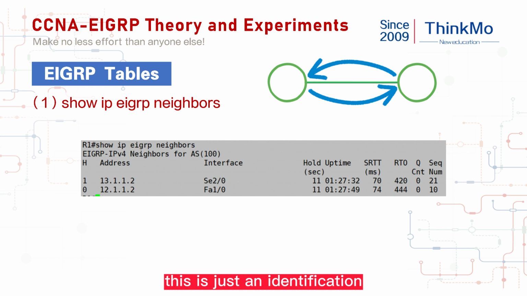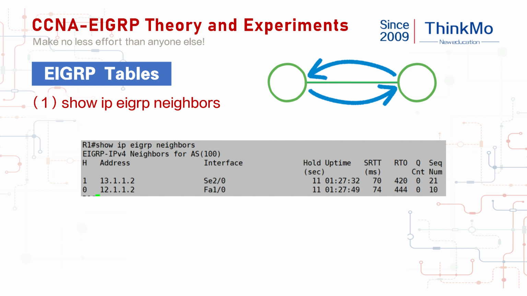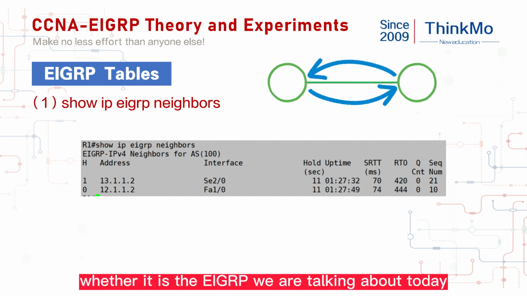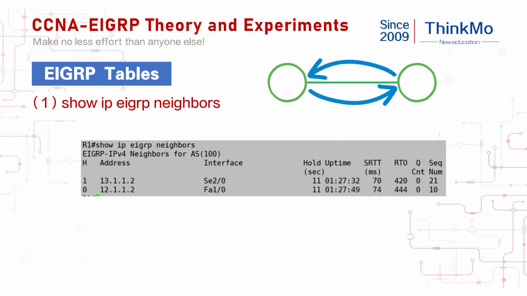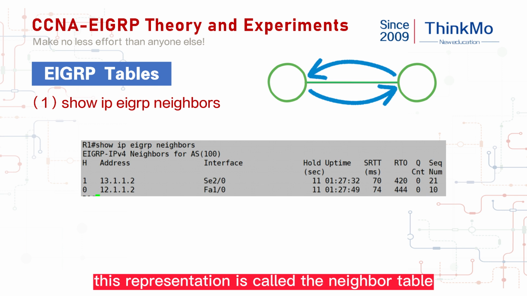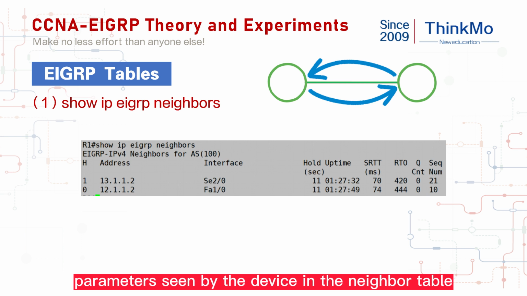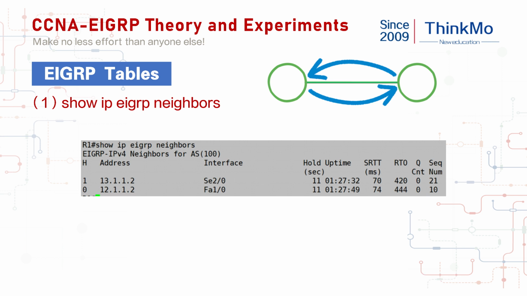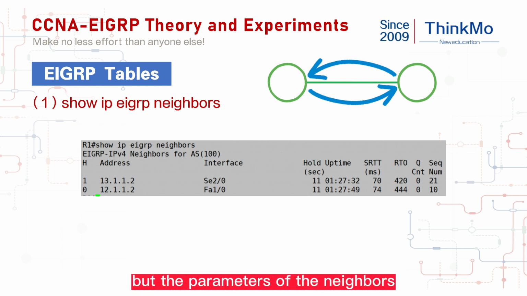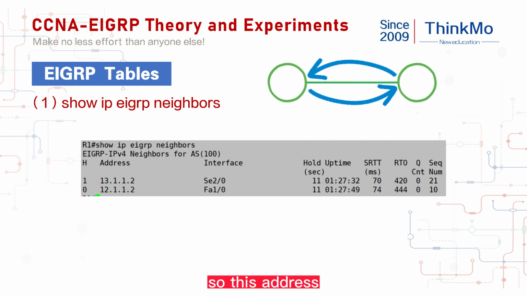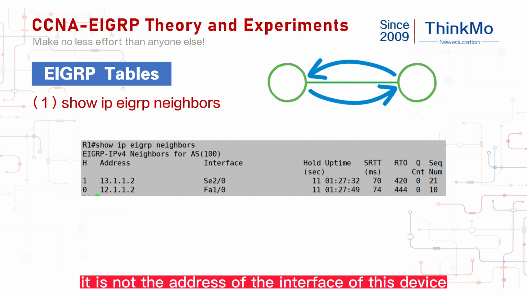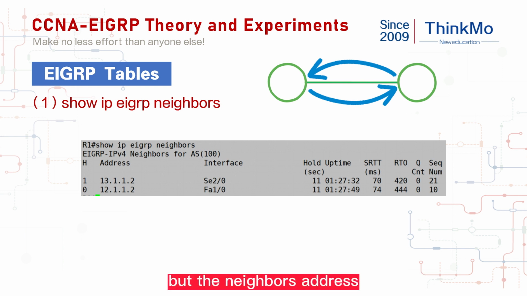This is just an identification. The following is more important. This one is called address. Please be careful. Whether it is the EIGRP we are talking about today, or OSPF in the next class, this representation is called the neighbor table. There is a very important idea in the neighbor table: I see the neighbors. That is, the parameters seen by the device in the neighbor table are not its own parameters, but the parameters of the neighbors. So this address is not the address of the interface of this device, but the neighbor's address.